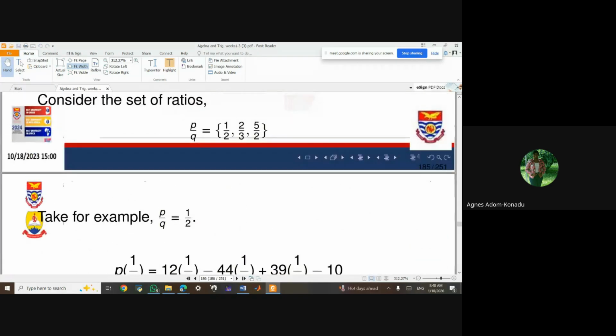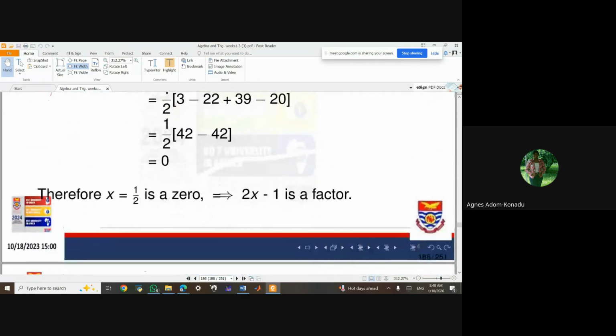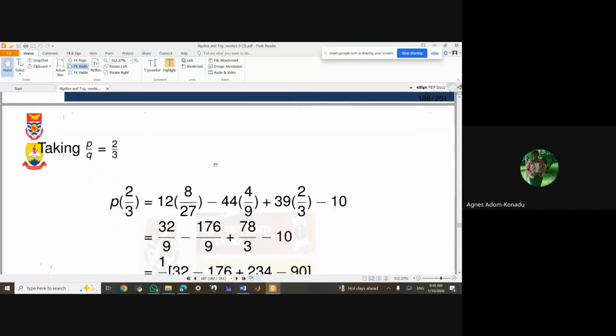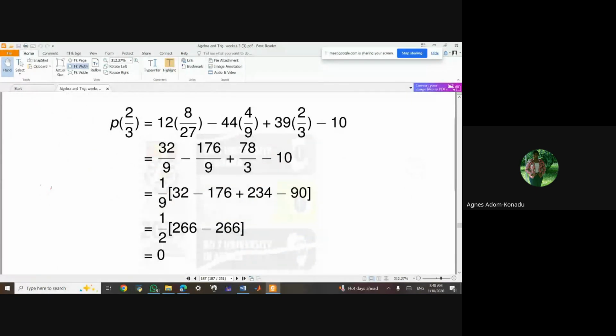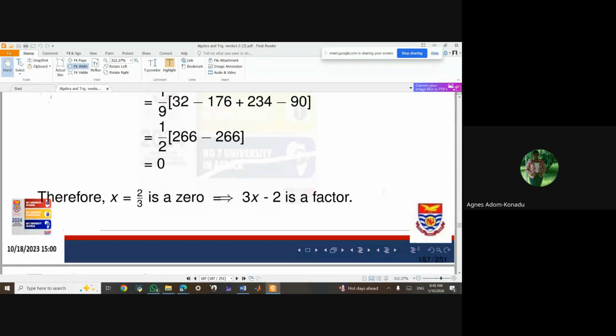So you come to the next one, 2 on 3, and you substitute that into the function. Then when you simplify, that will also give you 0. So this means that x equal to 2 on 3 is a zero, and 3x minus 2 is a factor. So that's the second factor.